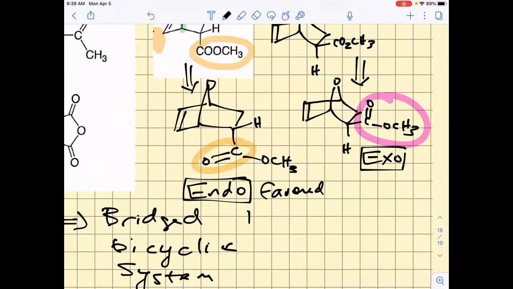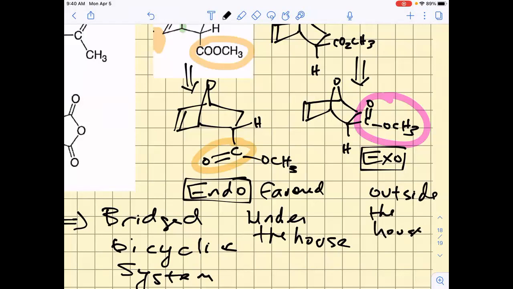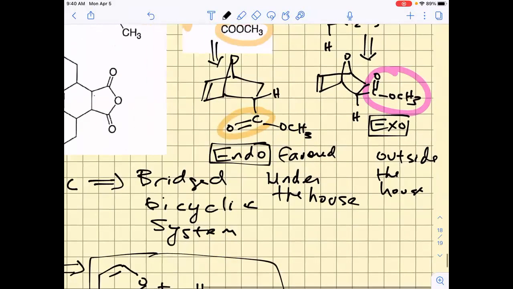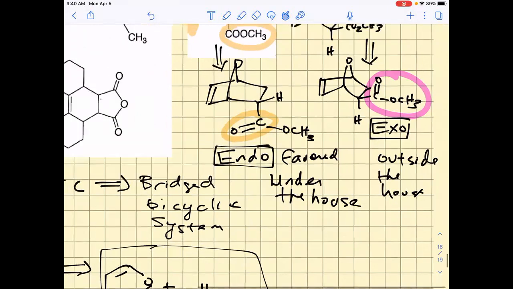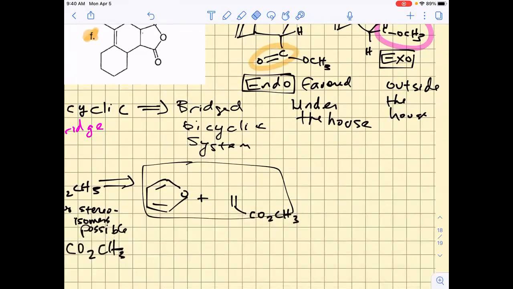So this is under the house. Or we're going to be hood about it. It's indoors and outdoors, endo, outdoor. Y'all get it later. But this is under the house, and this is outside the house. And so for these bicyclic bridge systems, the endo is always going to be favored over the exo. There's a reason for that too. I'm going to talk about that in a second. But before I do, are there any questions about that?